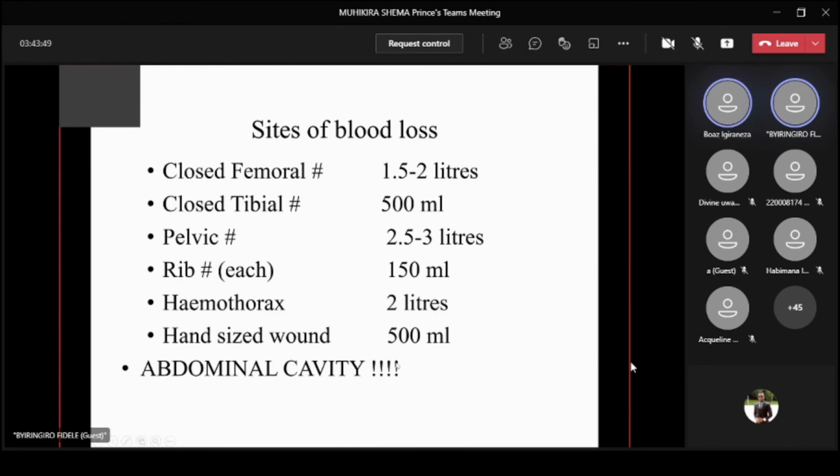So that means if someone has an internal abdominal bleeding, an internal abdominal injury, the abdomen can contain your total blood volume. All your blood can go into the abdomen. I'm a general surgeon, I know what I'm saying. You can lose your total blood volume and it can be contained in the abdominal cavity. 6 liters of blood can go into your abdomen. So be careful when you are examining such a patient, okay? Be very careful.